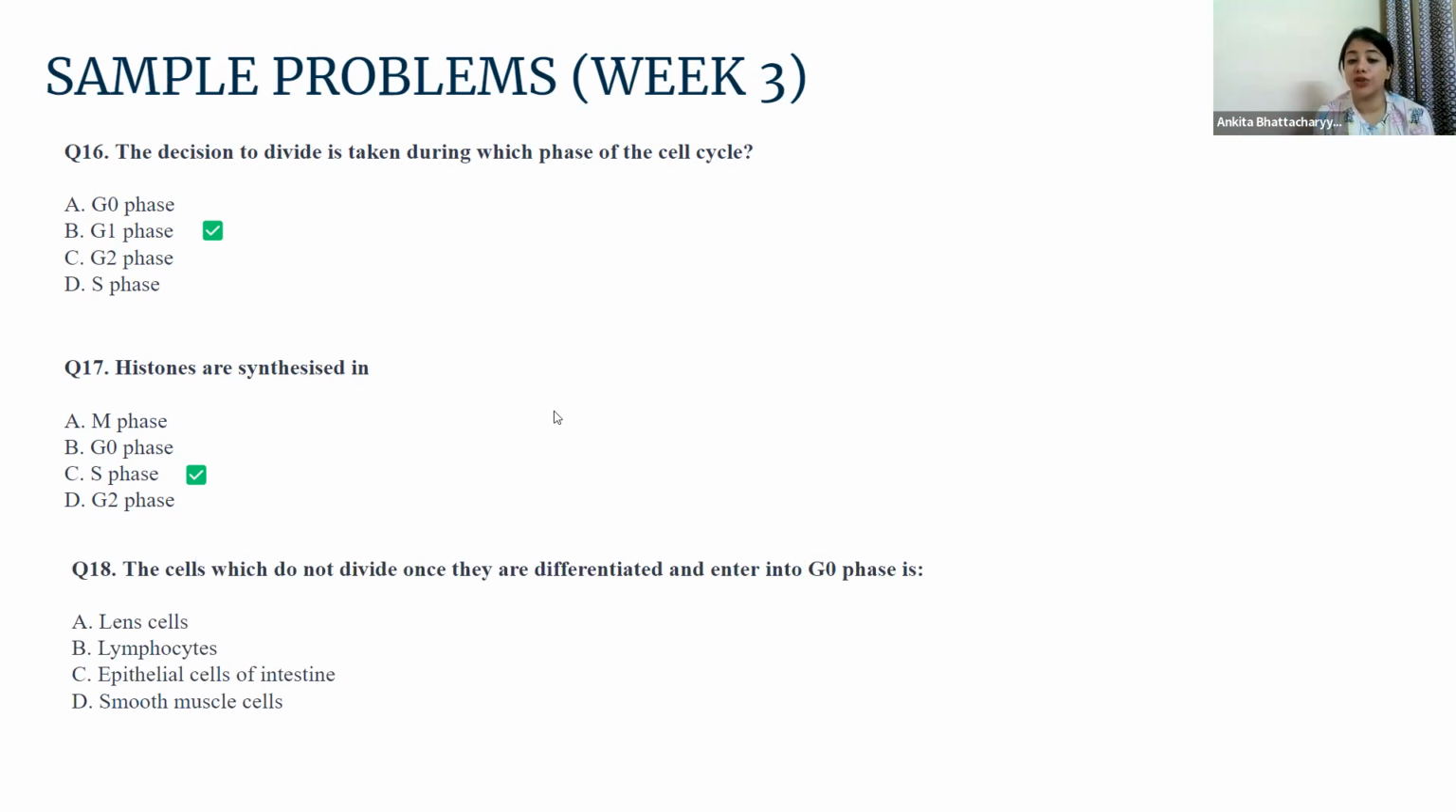The cells which do not divide, once they are differentiated and they enter into the G0 phase, is option A, lens cells, option B, lymphocytes, option C, epithelial cells of the intestine, or D, the smooth muscle cells. So this question is basically asking for end differentiated cells. If you're not aware of the direct answer to this question and you're trying to troubleshoot, you have to look for cells which cannot be replenished, because once they are gone, you cannot have a restocking or replenishment.